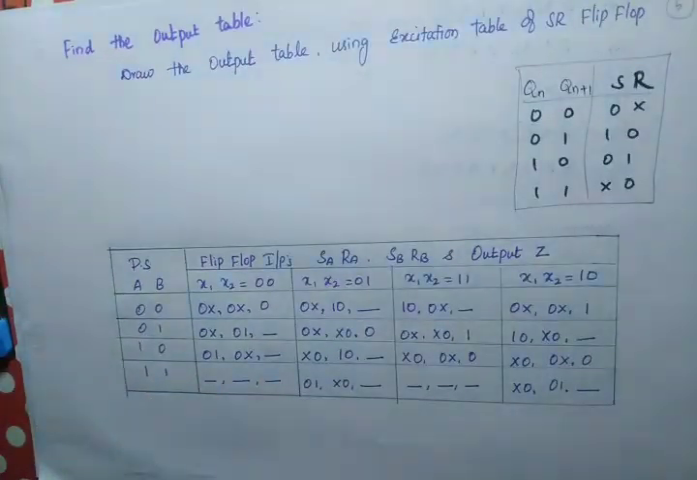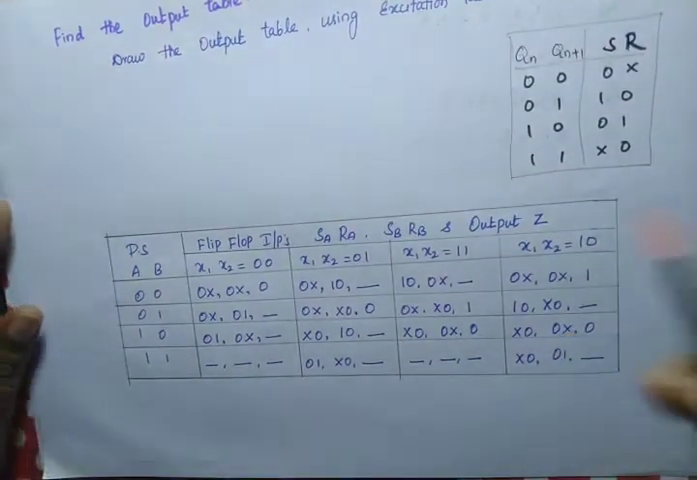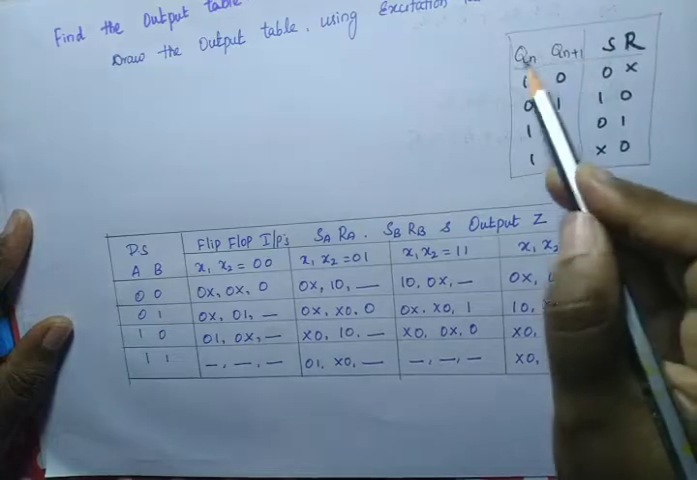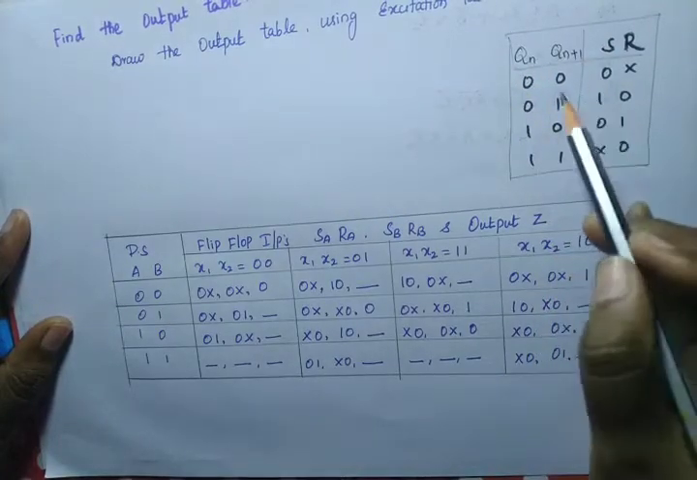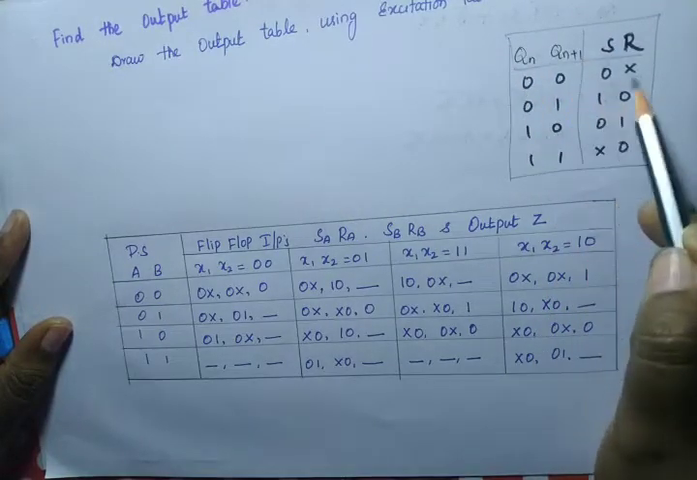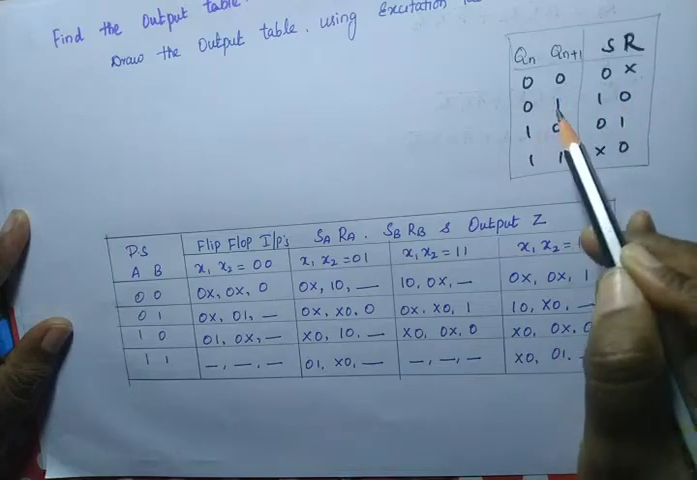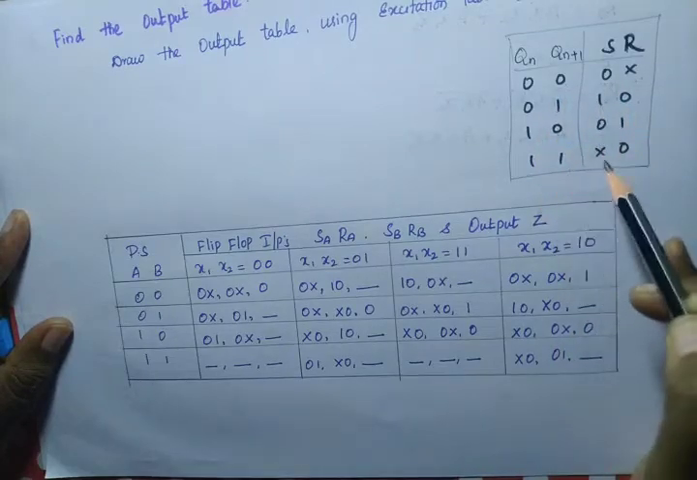Now let us move on to the next. In the problem they have mentioned that we must use the SR flip-flop. This is the excitation table of the SR flip-flop, that is, present state, next state, and SR: 0 0 gives 0x, 0 1 gives 1 0, 1 0 gives 0 1, and 1 1 gives x0.